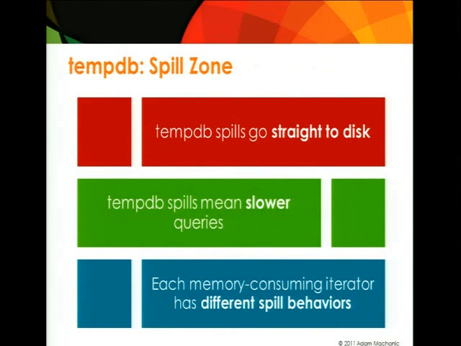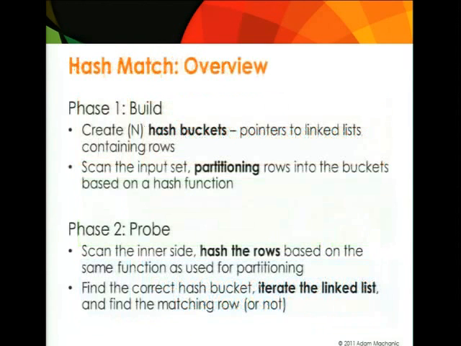Now here's how it works. First of all, TempDB can exist in buffer memory, but anything that spills to TempDB goes straight to disk, does not pass go, does not collect $200, right to the disk, and that's it. And anything that goes to the disk is a lot slower than anything in memory. So if you are spilling to TempDB, your query is going to be slower. How much slower depends on exactly the nature of the spill, and each of the spills has different behaviors in this area. Let's talk about how some of these work.